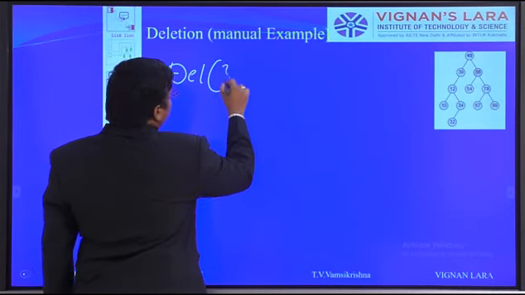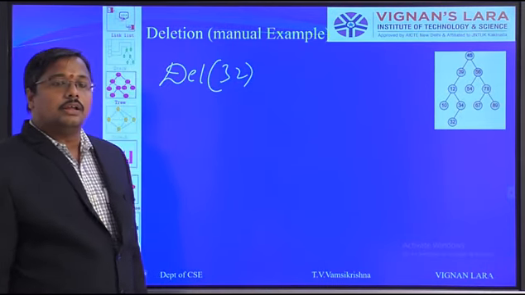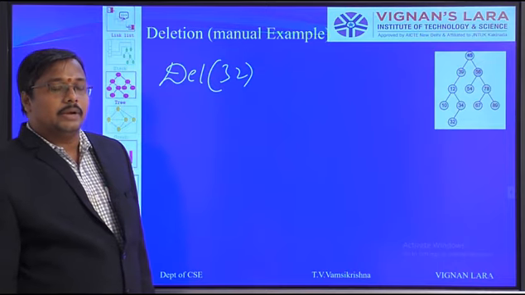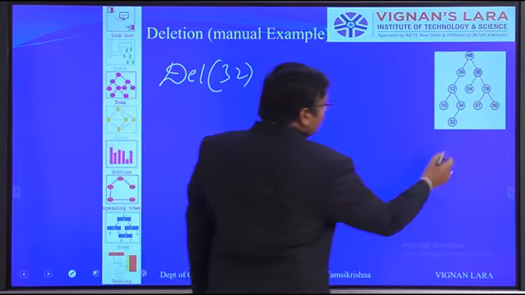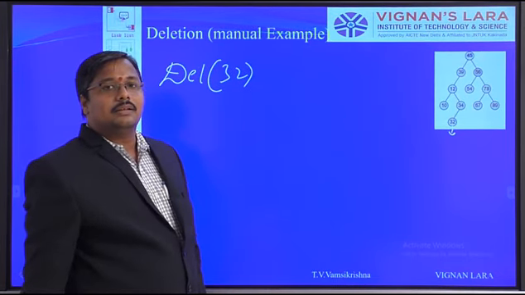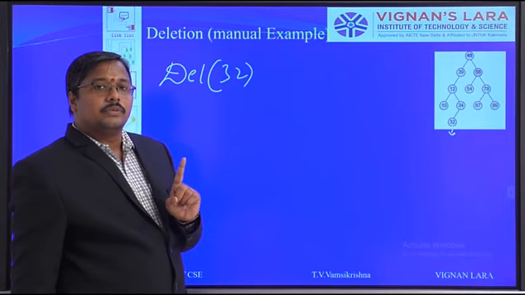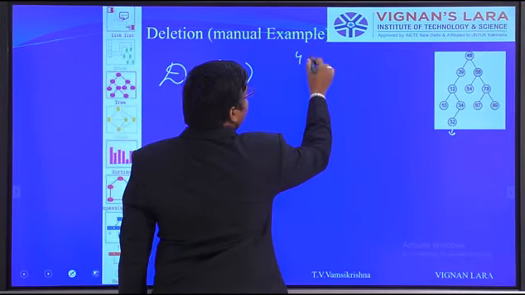So first suppose I want to delete an element. So delete 32. Say for example that is a binary search tree. I want to delete 32 element. So what is the resultant binary search tree? So here observe 32 doesn't have any childs. Nothing but this is the first case. Deleted element doesn't have any childs. So very simple at the time.